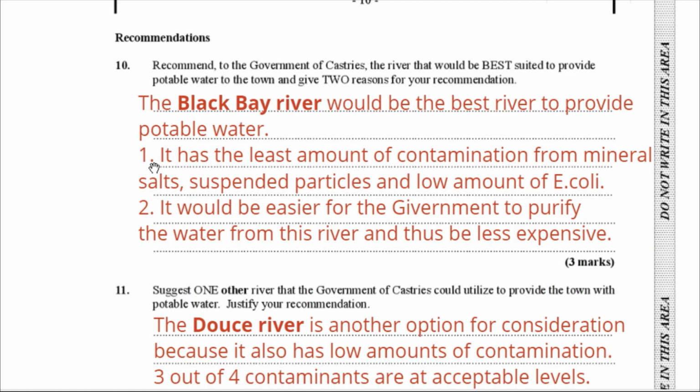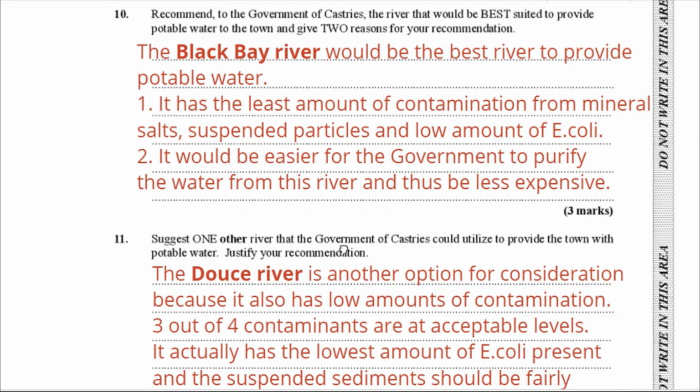So this is going to be the second reason: because of such low contamination, it's going to be easier for the government to actually clean up the water, purify the water, and make it suitable for consumption. So the cost would be less because there's less work to do in the whole purification process. So those are the reasons that you can give for why the Black Bear River would be the most suitable for providing the potable water.